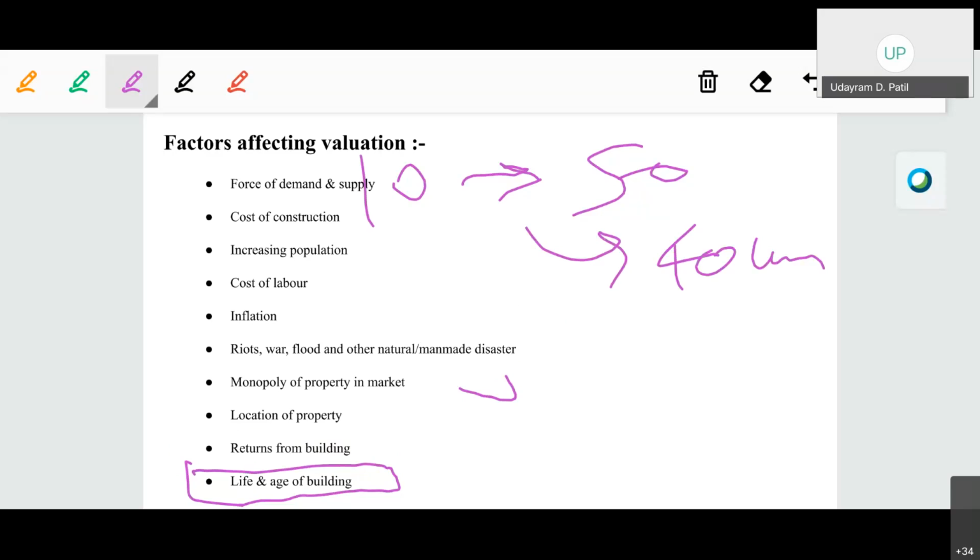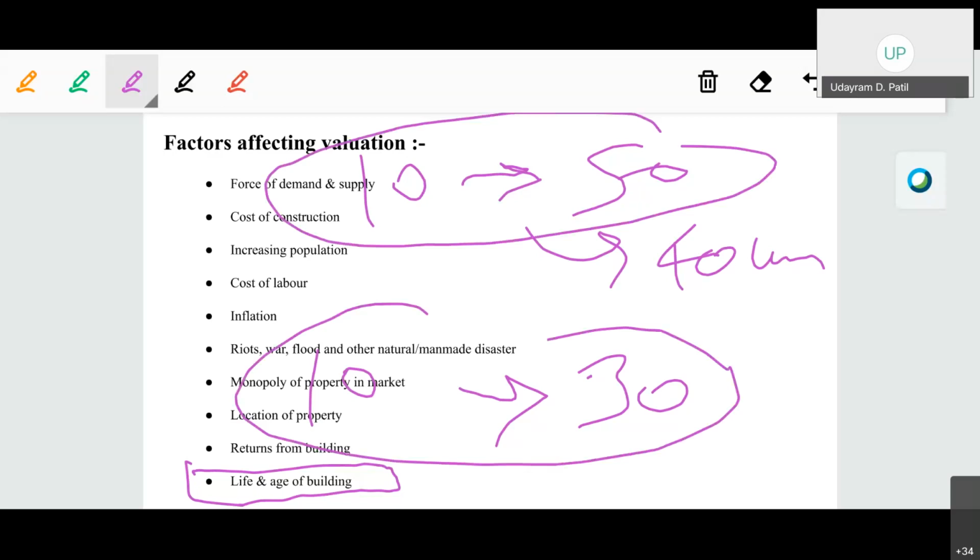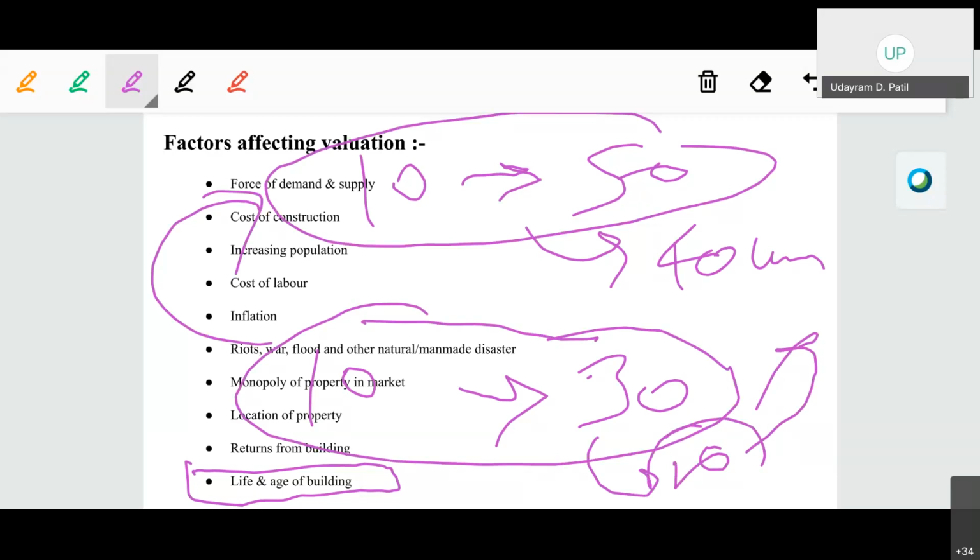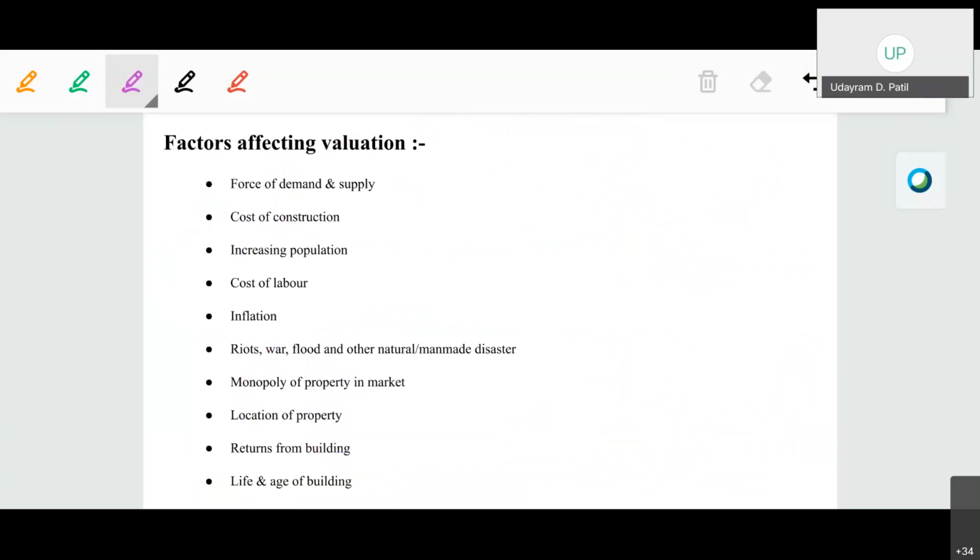But if the life of the property is 30 years and the current age of the particular property is 10 years, then I will not be interested in paying the same amount for this building as the previous one, because here I'm only getting 20 years of life. Therefore, I'm not going to give the same valuation to the second building as compared to the first building.